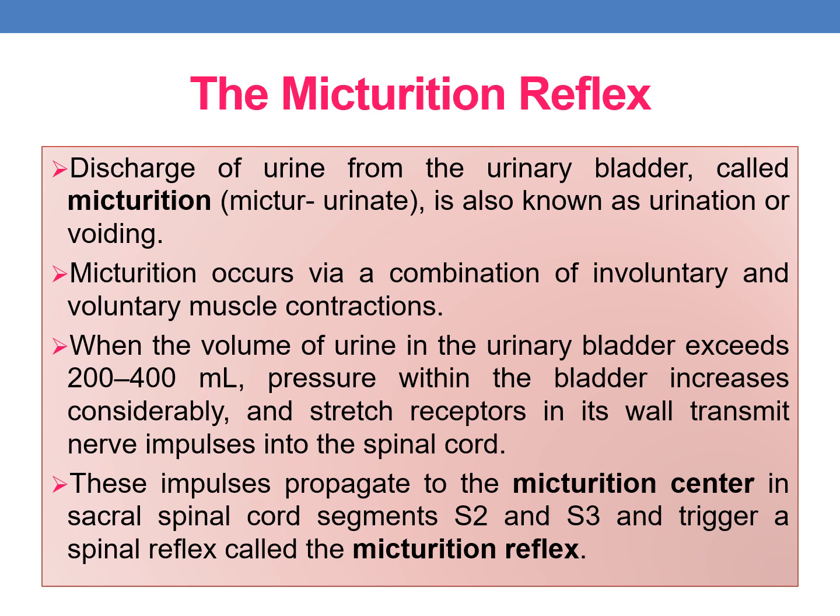When the volume of urine in the urinary bladder exceeds 200 to 400 ml, pressure within the bladder increases considerably and stretch receptors in its wall transmit nerve impulses into the spinal cord. These impulses propagate to the micturition center in the sacral spinal cord segments S2 and S3 and trigger a spinal reflex called the micturition reflex.